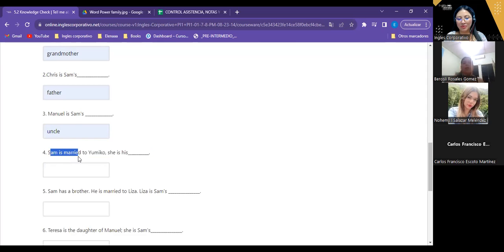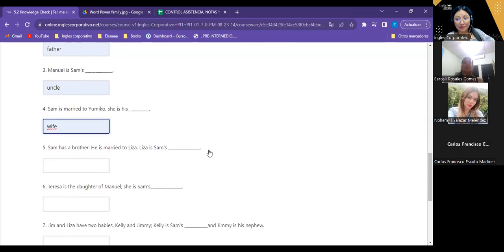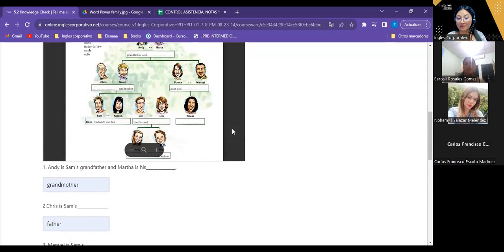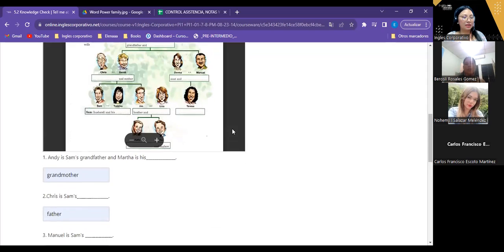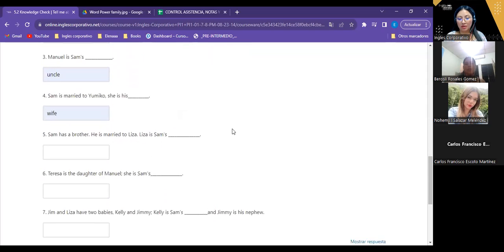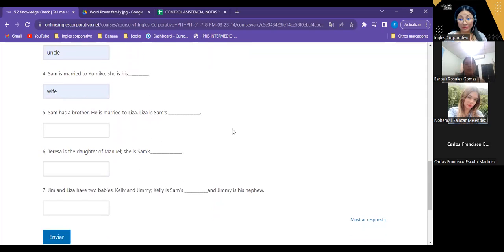Sam is married to. Está casado con. Wife. She is his wife. That's wife. Y necesitamos ver el picture. She is his wife. Sam has a brother. He is married to Lisa. Lisa is Sam's. La esposa del hermano. Lisa is Sam's.